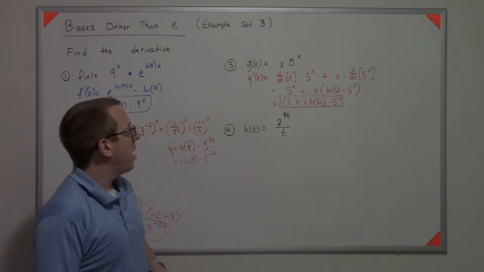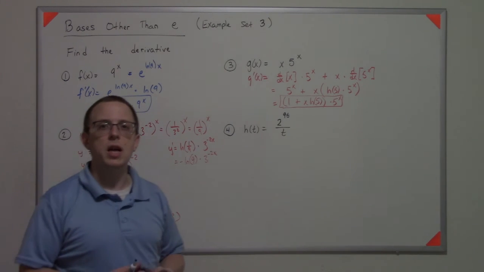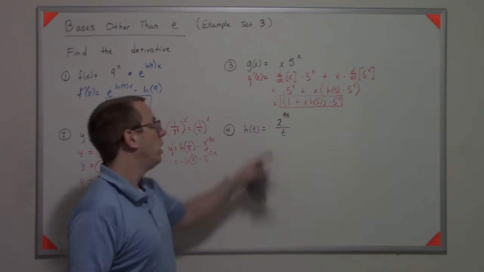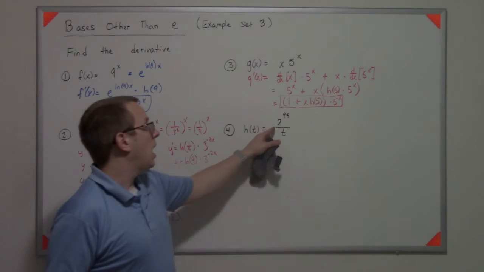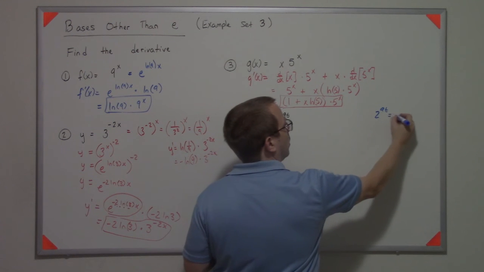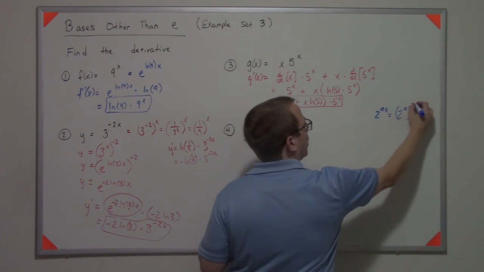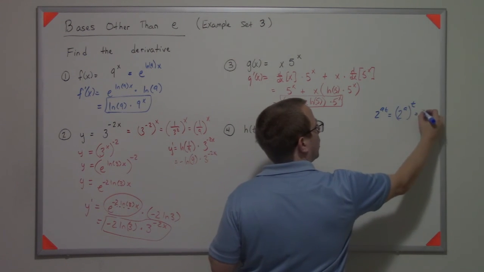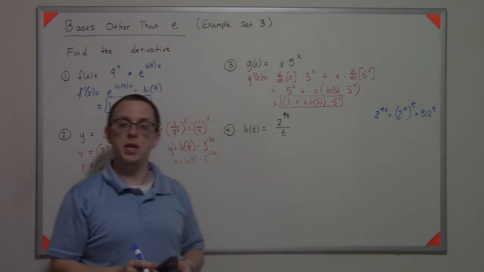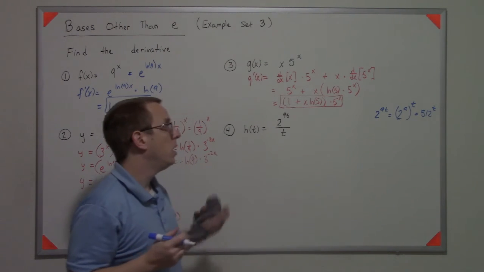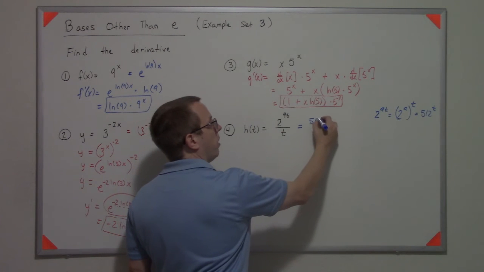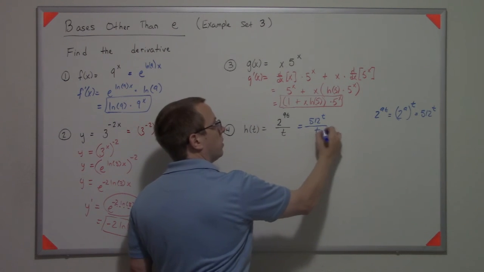And finally, we have h of t is 2 to the 9t over t. So for this one, we're going to do a very similar process, but we're going to use the quotient rule. Now again, if it's me, I would take 2 to the 9t and rewrite it as 512 to the t. So that's my personal opinion. And actually in this problem I'm going to do it that way. So I'm going to say this is 512 to the t over t.